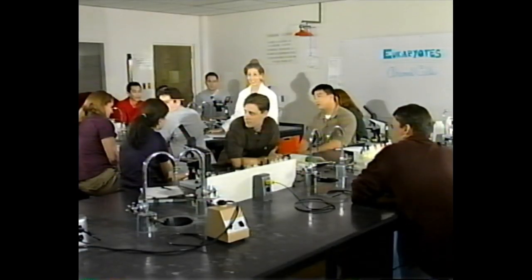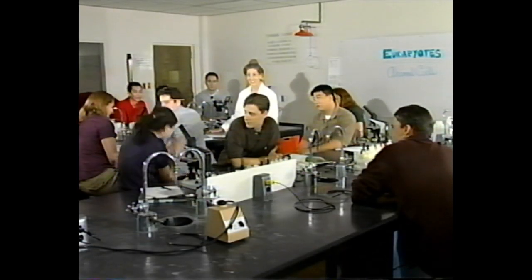Eukaryotes are cells that have a nucleus and are surrounded by organelles.